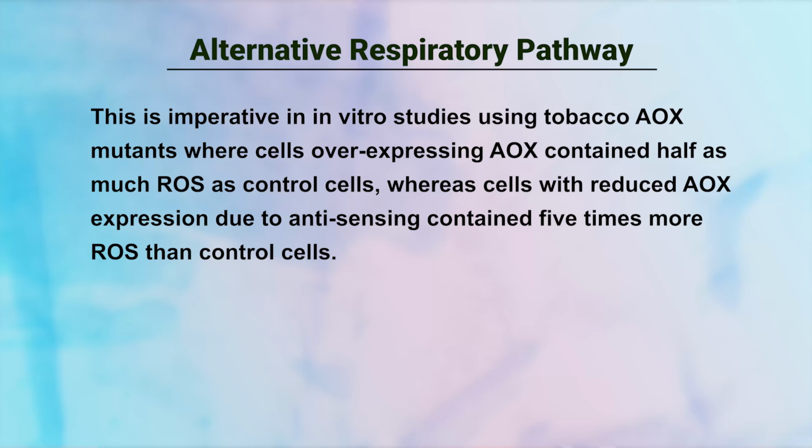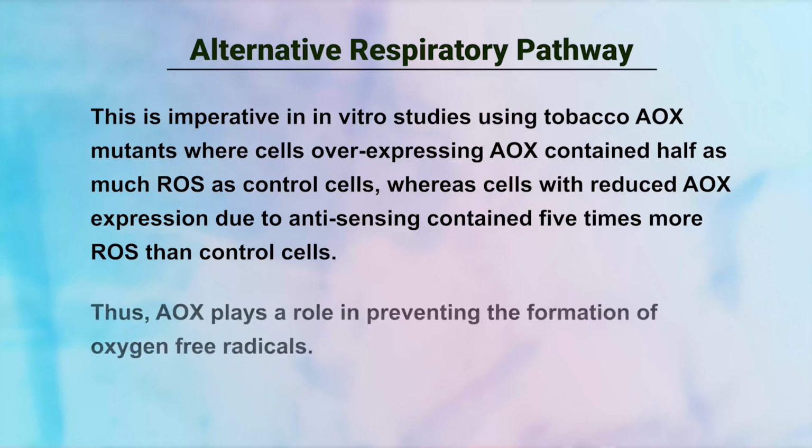This is imperative in in vitro studies using tobacco AOX mutants, where cells overexpressing AOX contained half as much ROS as control cells, whereas cells with reduced AOX expression due to antisensing contained 5 times more ROS than control cells. Thus, AOX plays a role in preventing the formation of oxygen-free radicals.